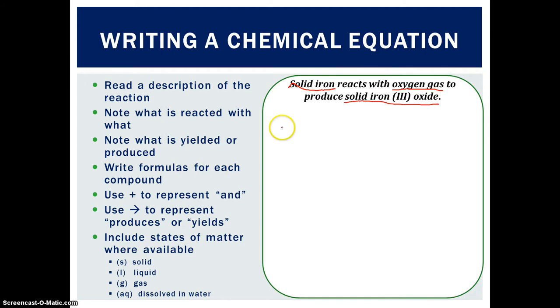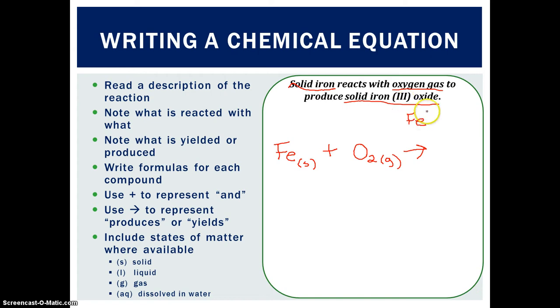Now I want to write the formulas for each compound. Solid iron is just plain old iron. In this case, I am given state of matter, so I'm going to put a little s in parentheses down here to indicate that it's a solid. Now I have oxygen gas. Remember, oxygen is diatomic, so if I'm talking about oxygen not as part of a compound with something else, it's O2, and then we said it's a gas, so the little g. Yields or produces solid iron(III) oxide. Iron(III) oxide is an ionic compound.